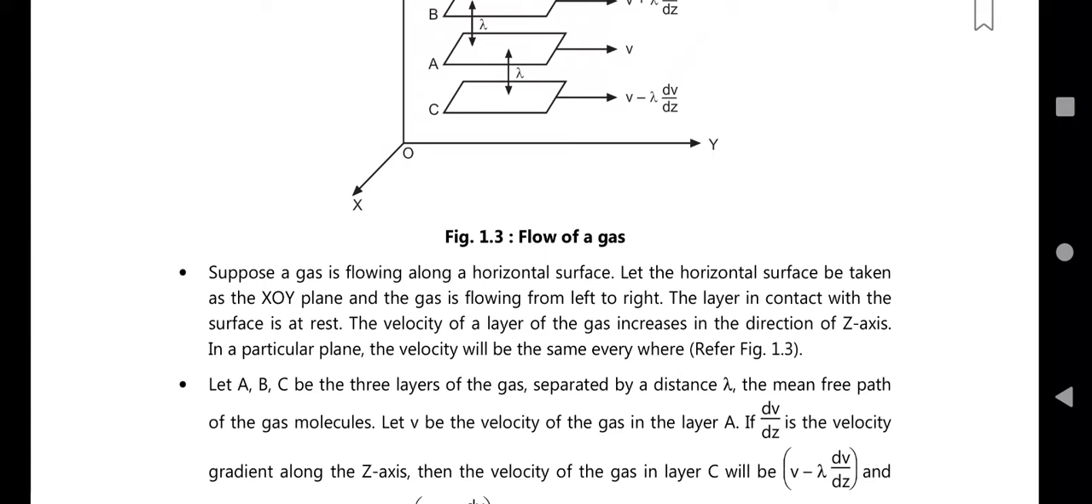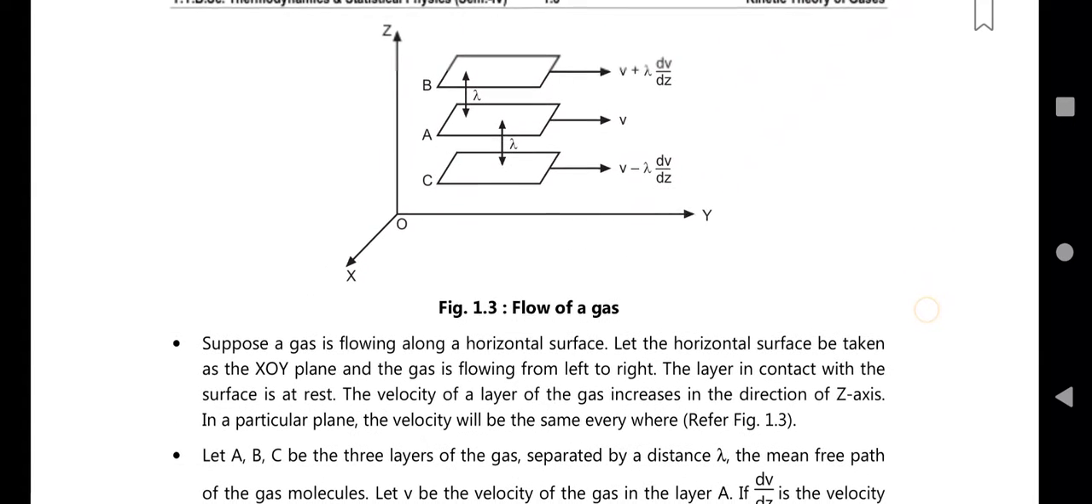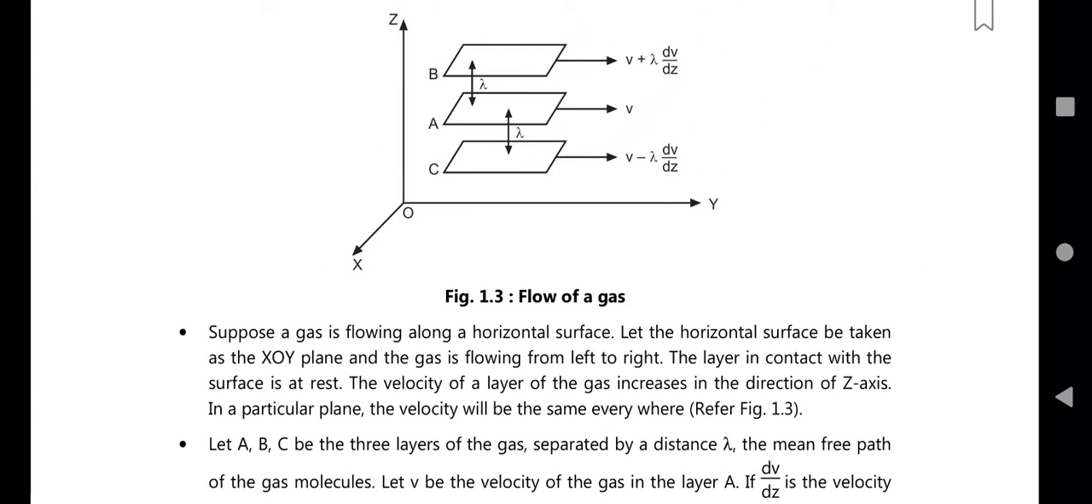Now let A, B, C be the three layers of gas. We are considering here the gas layers, and for simplicity, there are three layers of gas A, B, C, separated by distance lambda.